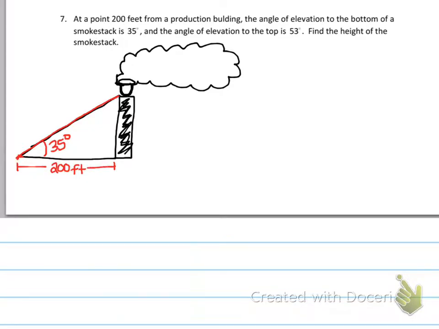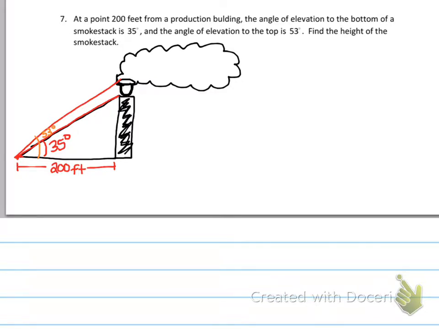And the angle of elevation to the top is 53. So if this is the top of the smokestack, now we have an angle of elevation like this. Okay? So that whole thing put together is 53. Find the height of the smokestack.